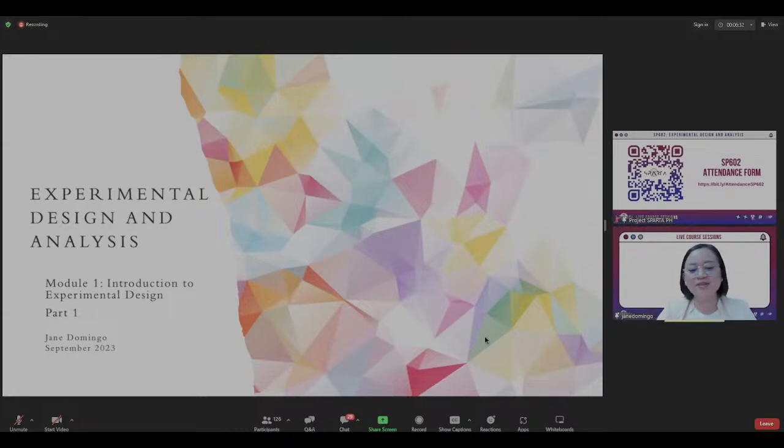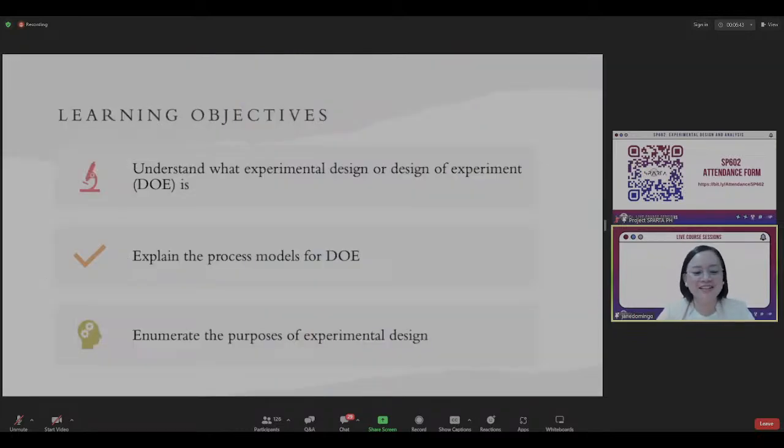So we are tackling experimental design and analysis. This is module 1, an introduction to experimental design. So wala pang analysis dito. Our learning objectives for this part, this is actually the first part of 2, is for you to understand what experimental design or design of experiments, that's DOE, is, and also to be able to explain process models for DOE and enumerate the purpose of experimental design.